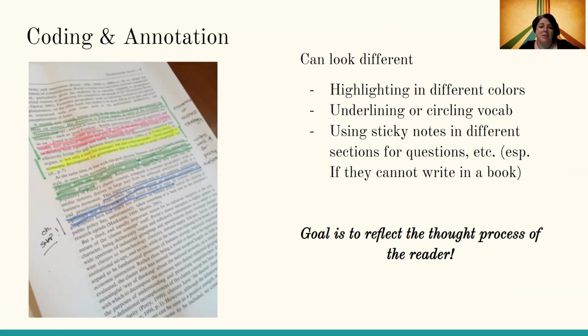Students can also do things like underline or circle vocabulary, or if they can't actually write on the text that they're using, sticky notes can be really helpful. So instead of having things directly on the text, they can put the sticky notes with their ideas on them. So the whole goal with this is that it reflects the thought process of the reader as they're going through the text. And that makes it easier as the reader reflects on the text or goes into discussions or starts to do some of these next steps, that they can reference some of the major points and where they had questions very easily without having to read everything again.